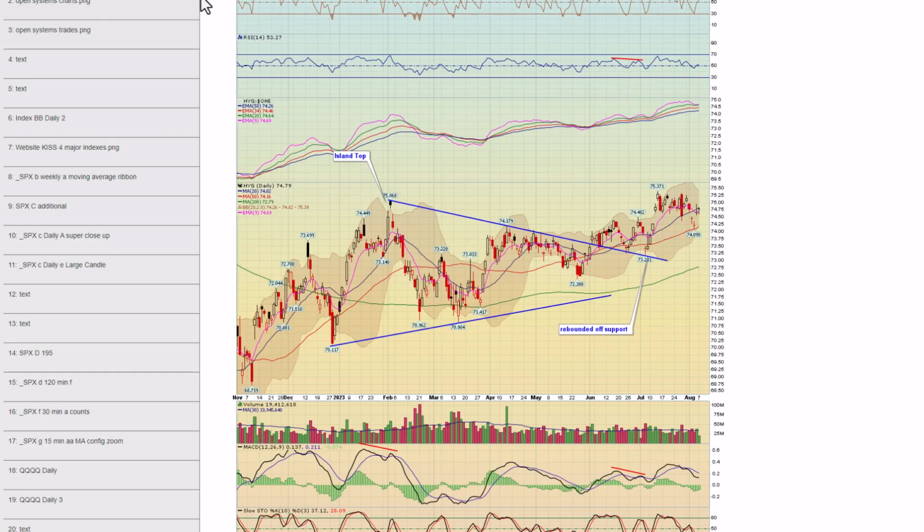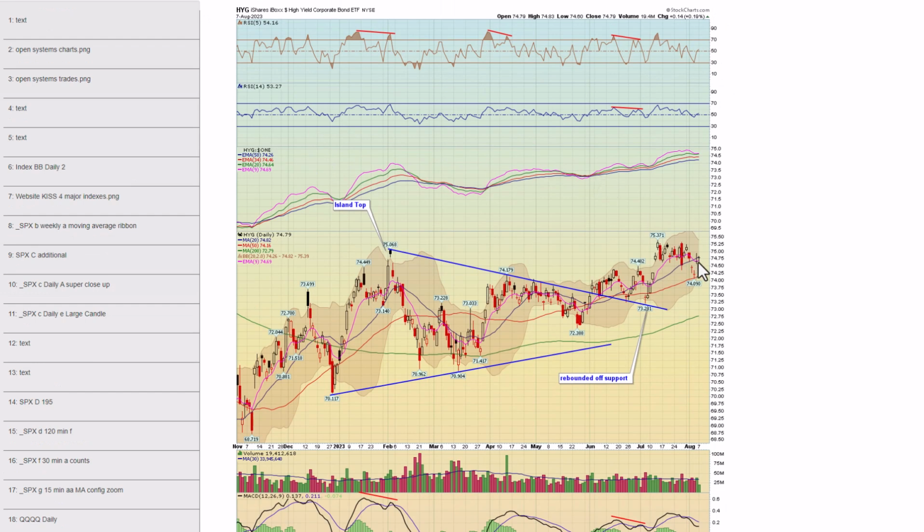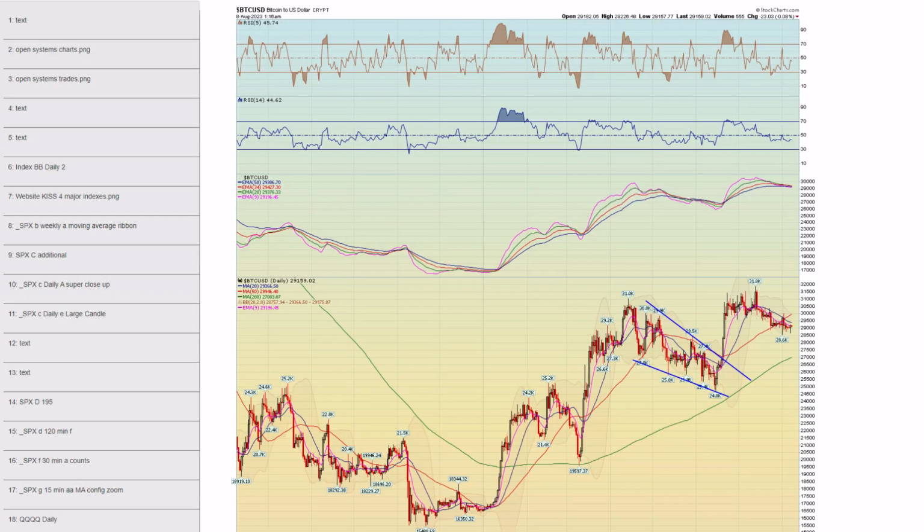Next, Jabber 64, high yield corporate. It was up today. Just been chopping around here for now. Next, Chart 65, Bitcoin, just been meandering down. Not much movement so far.